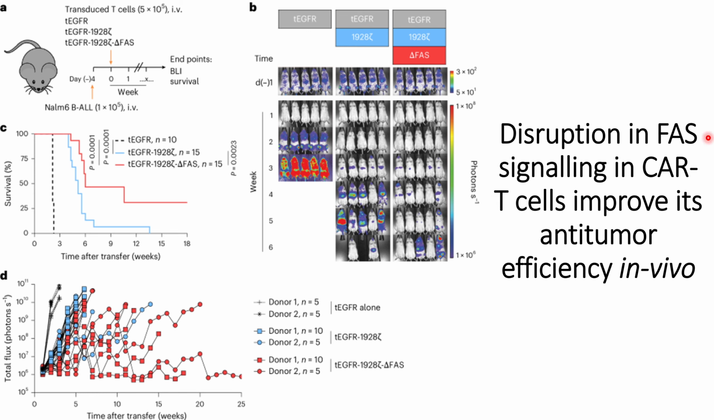As we can see, when the FAS signaling is disrupted, it will increase the CAR T cell survival rate, and that ultimately leads to increased anti-tumor efficacy. And one of the reasons could be that CAR T cells are able to survive for a longer period of time, because the endogenous apoptosis that is triggered in the CAR T cells through the FAS signaling pathway has been disrupted.